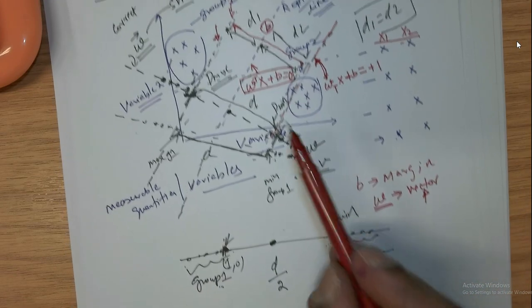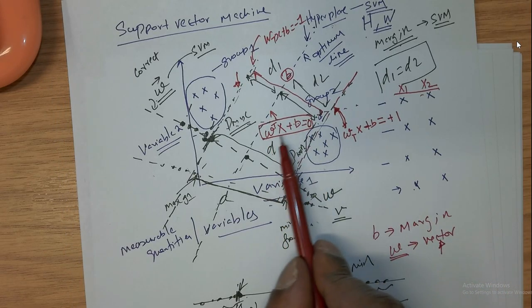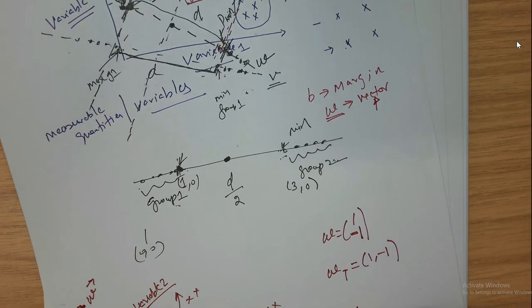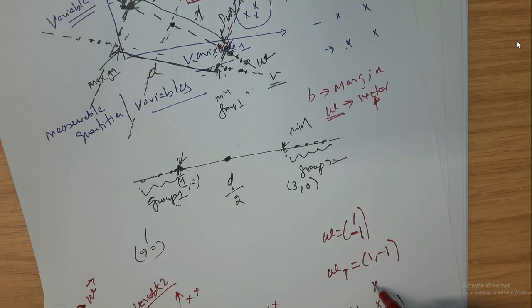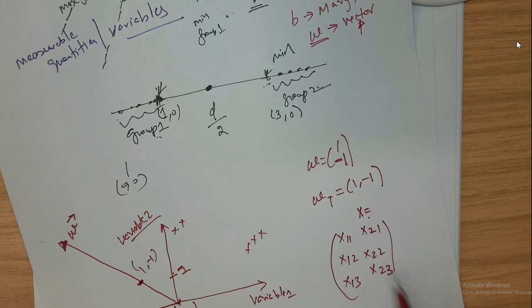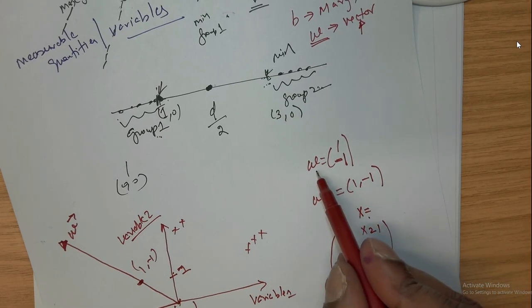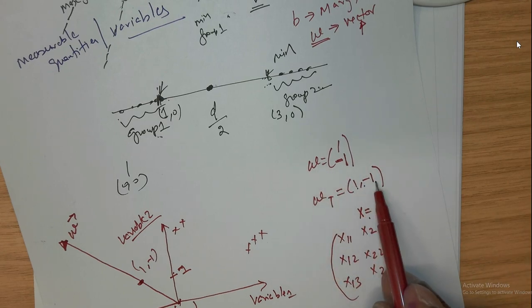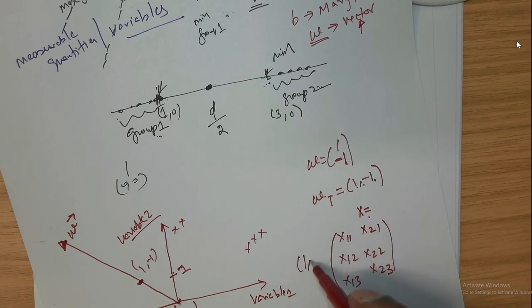And if you go back here, wtx plus b equal to 0. So how to do this? Let's say you have data points, say x11, x21, x12, x13, x22, x23. So this is your x. Assume these are some numbers; for the moment I put some notation for convenience. All you need is to take this vector w. If you transpose it, it will be 1 comma minus 1.